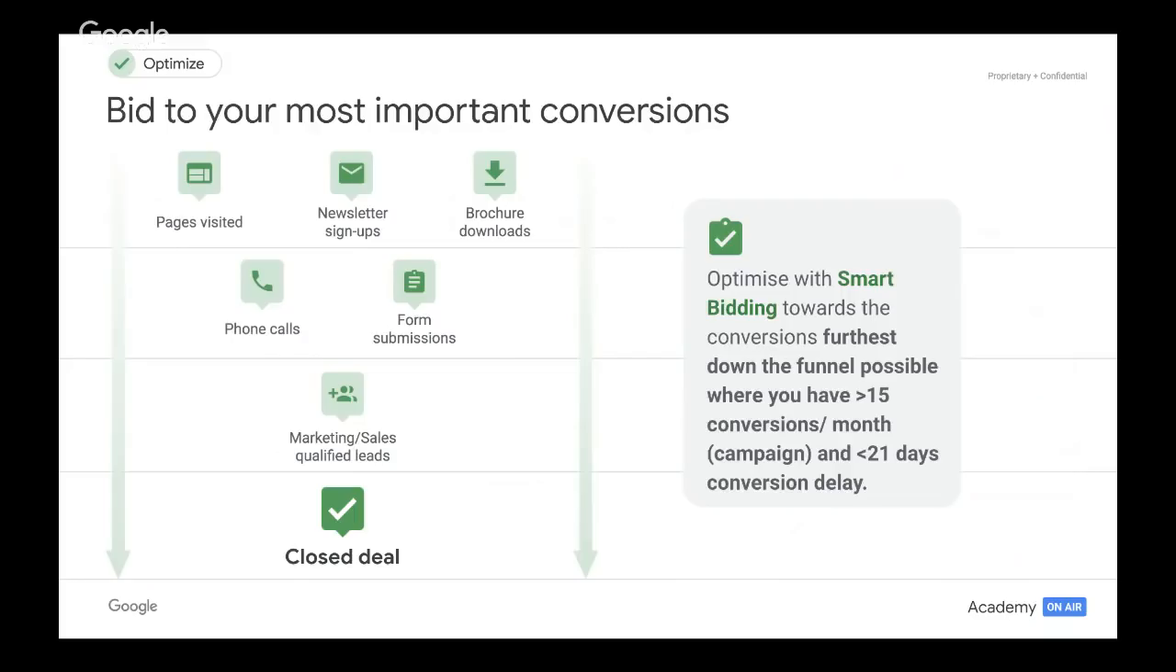Also, what we need to be aware of here is that the conversion delay for your imported conversion needs to be below 21 days. So previously, I have said that imported conversions will only import conversions within a 90-day period, and that's down to the fact that the Google Click ID, for privacy reasons, will only be stored for the 90-day period.